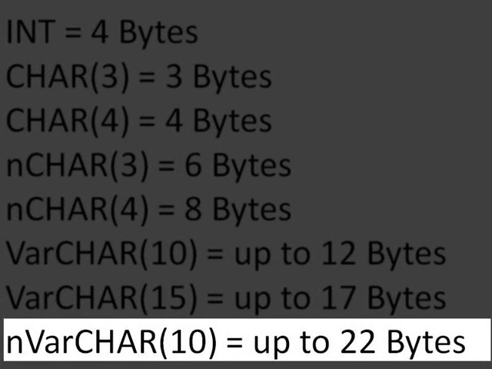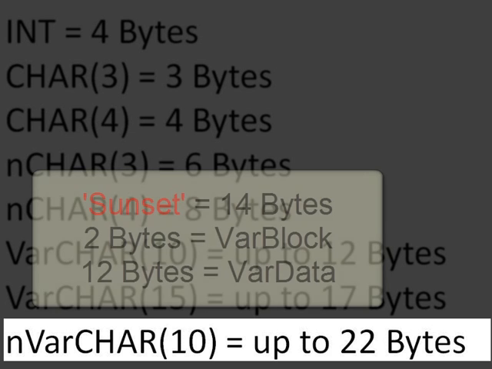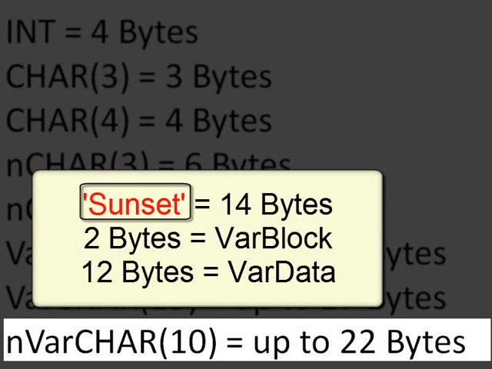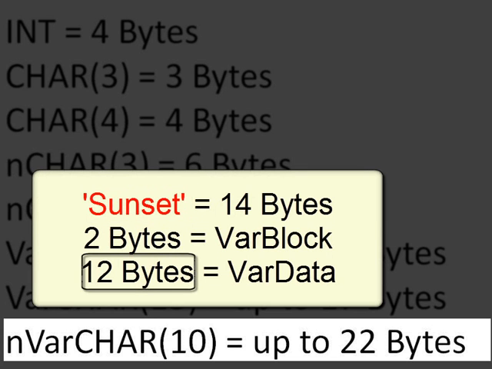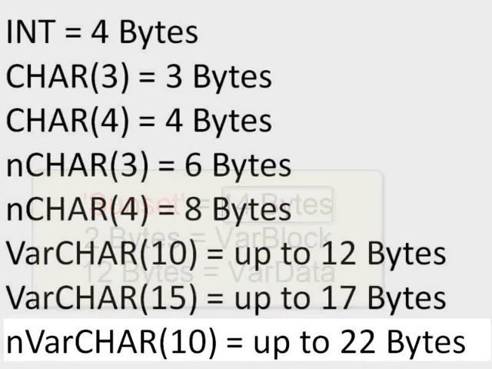We know that could take up to 20 bytes of Unicode characters, since 2 bytes are dedicated to the variable block, and an nvarchar 10 can take up to 20 bytes of payload data. The total consumption possibility for an nvarchar 10 is 22 bytes. If you put 6 characters in an nvarchar 10, like the word sunset, it would take up 12 bytes for the characters and another 2 bytes for the variable length block, so that would consume a total of 14 bytes.